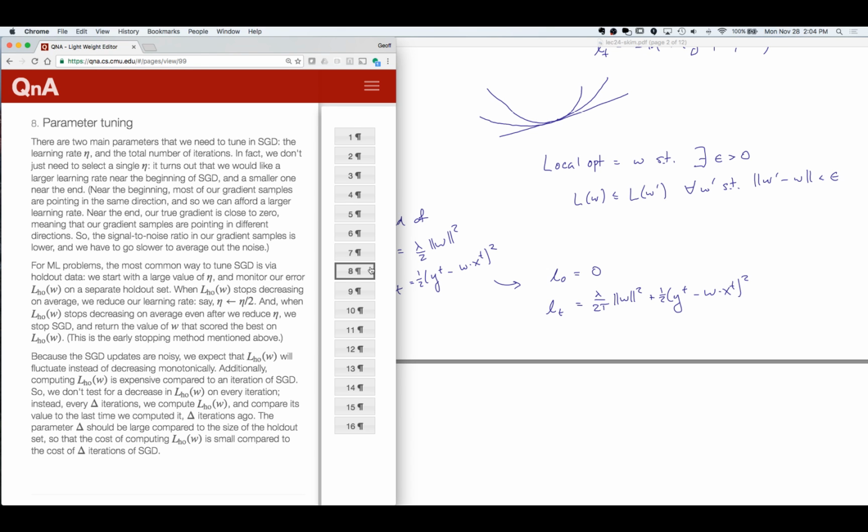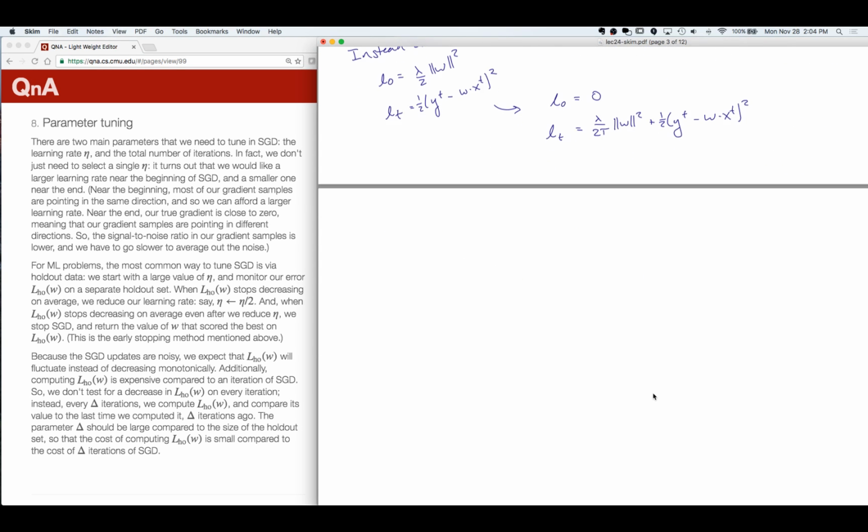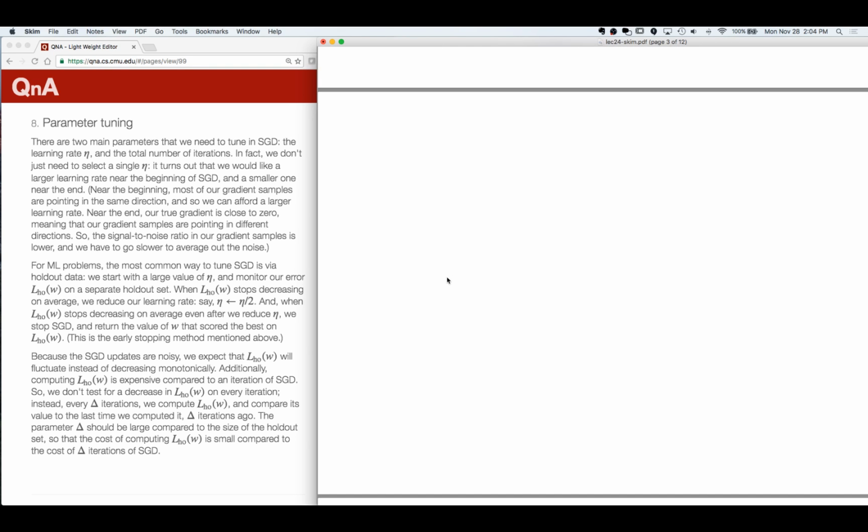And the reason for that is that in the beginning, let's say we start over here at W, and the optimum is, let's say, way over here. We'll call it W star. Right? And our gradient samples will mostly all point in the general direction of W star. There might be a couple that point in different directions, but by and large, most of them will point in the general direction of W star. And so that means we can take a big learning rate because most of the time we'll be moving in the right direction.